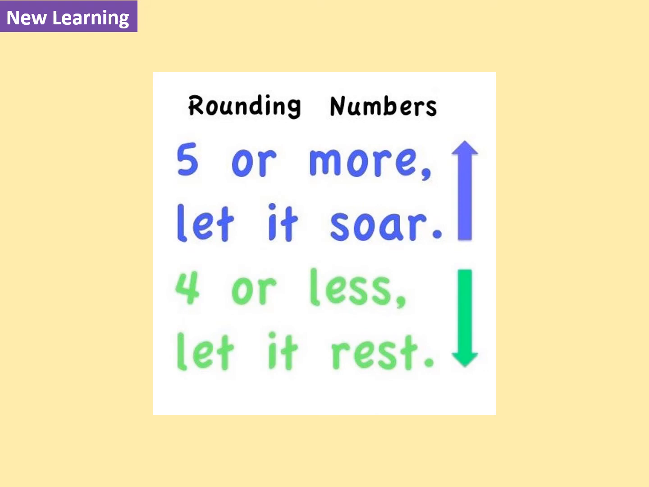So you'll be glad to know that for each of these rounding questions, you do not have to draw a number line. There is a quick way of remembering this rule. Basically, if the number is 5 or more, let it soar. That means if we're looking at the last digit of the number and it's 5 or greater, then that number will round up. If it's 4 or less, let it rest. That means if the number is 4 or less, we will round down, essentially.